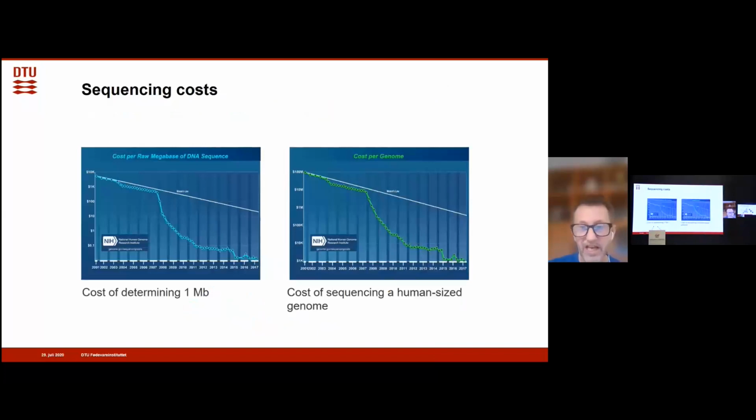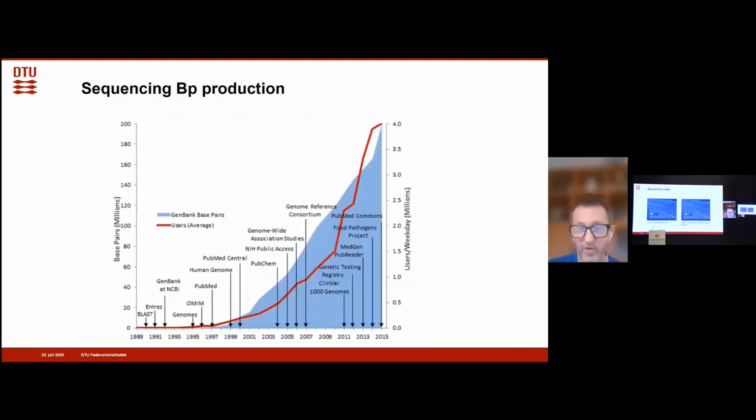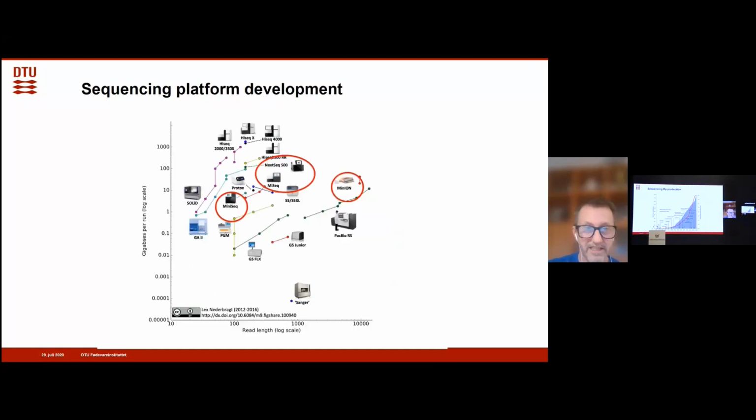So we can see that there's a steady incline of the data being produced around the world. This is also evidence of whole genome sequencing being applied for research, but also in clinical settings. And the reason is that we now have certain workhorses available from Illumina and also Oxford Nanopore.